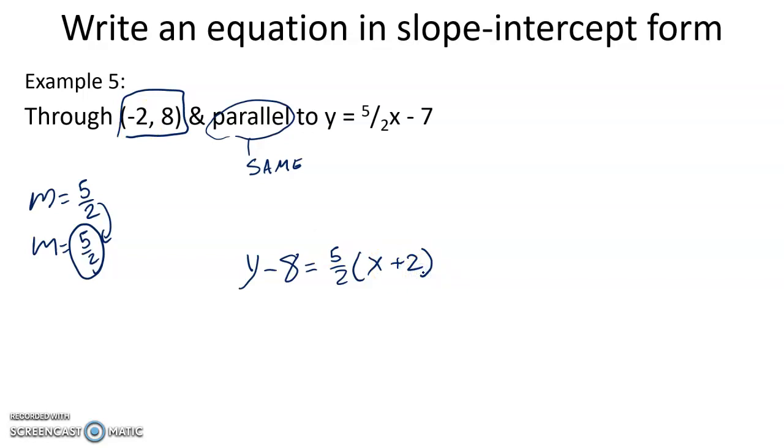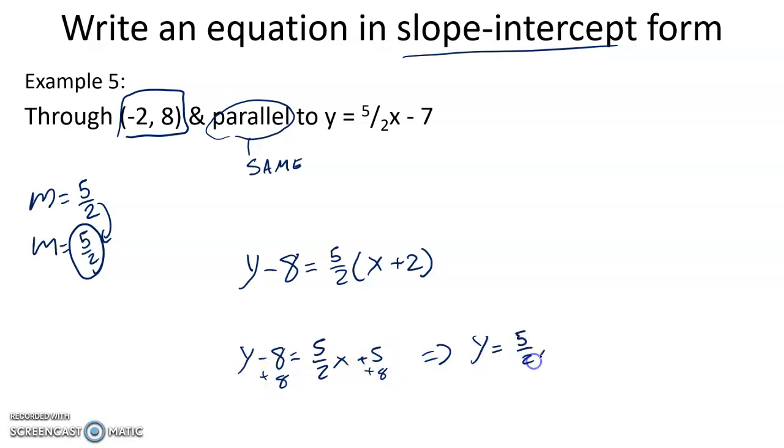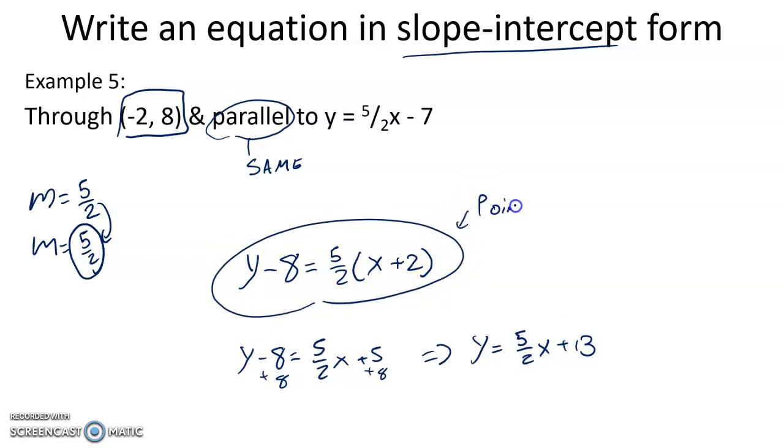And then, solving for slope-intercept form, I'm going to distribute the 5/2 out. y minus 8 is equal to 5/2 x plus 5, and then add the 8 over. You're going to get y is equal to 5/2 x plus 13. Alright, so you get point-slope and slope-intercept: two different types of equations.